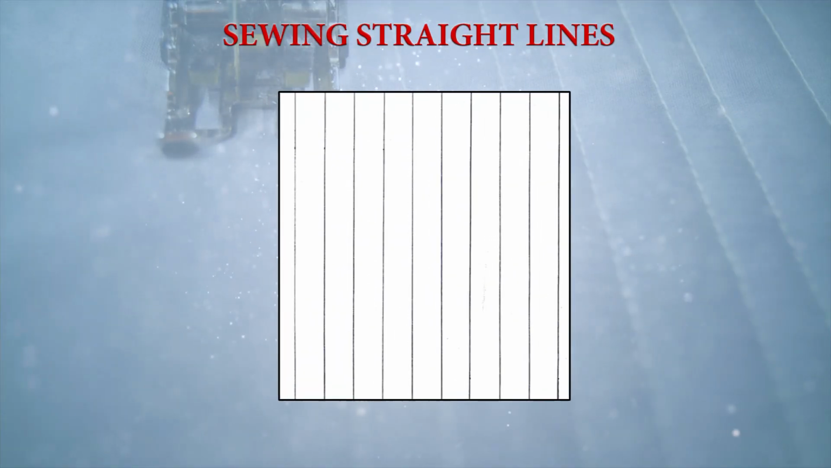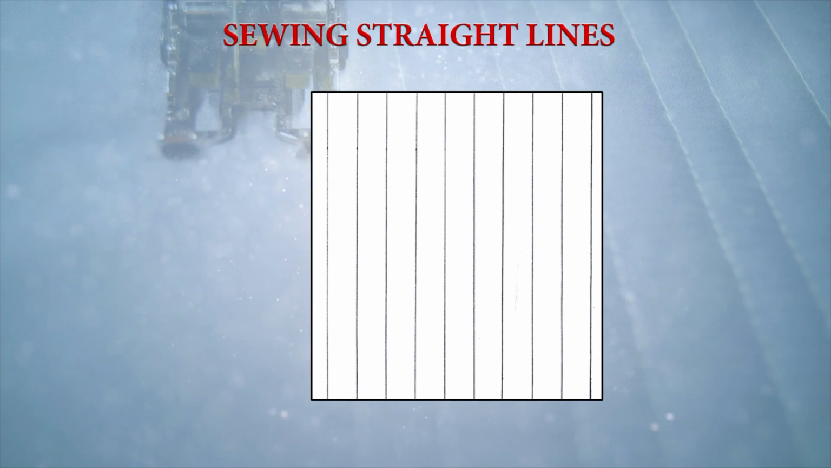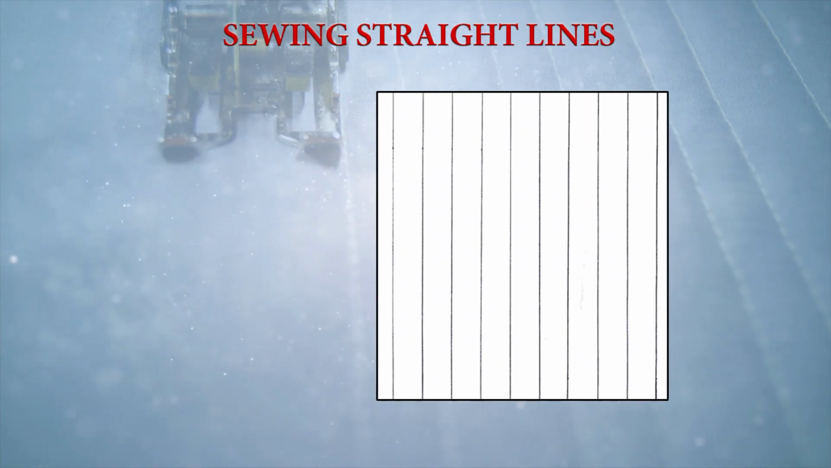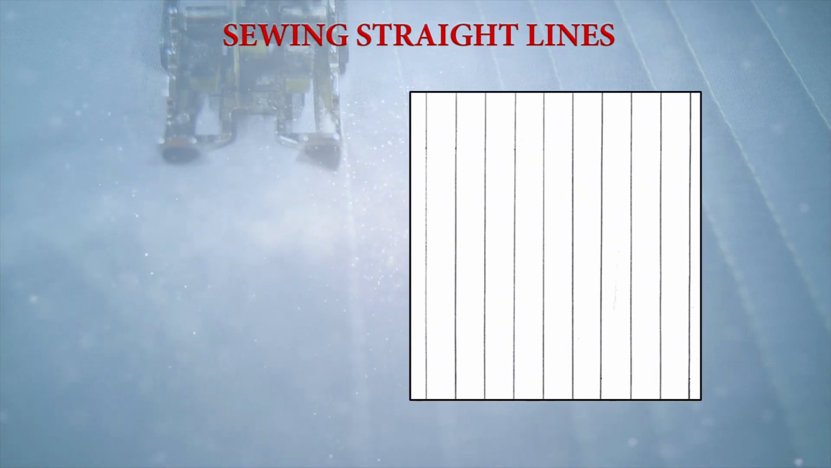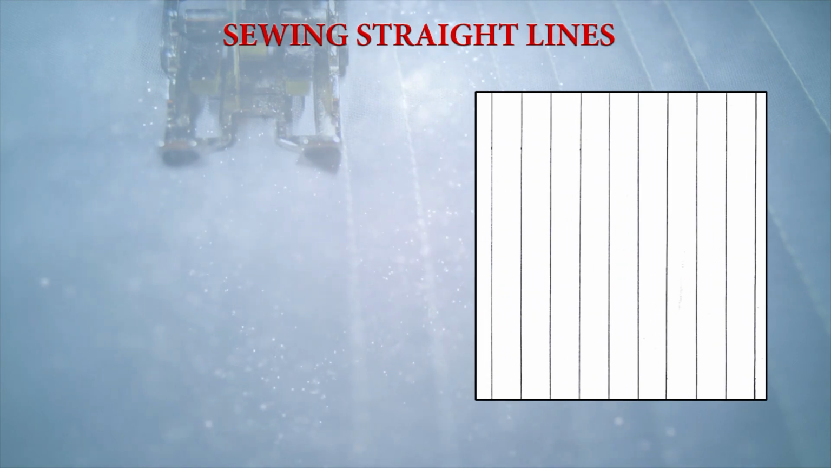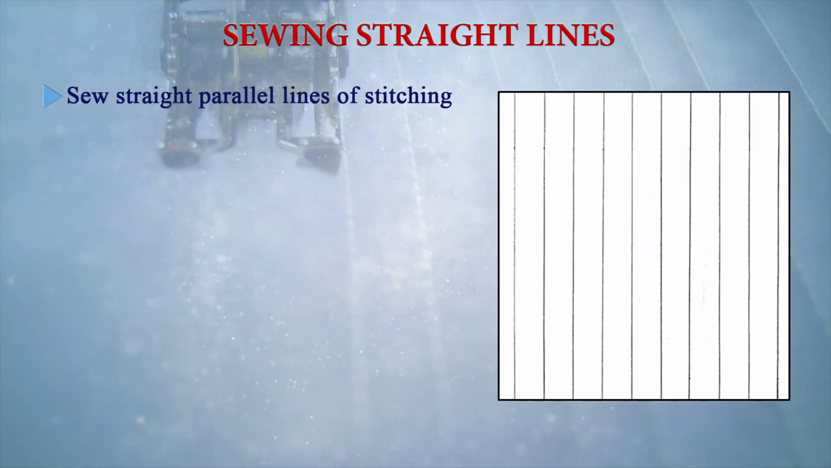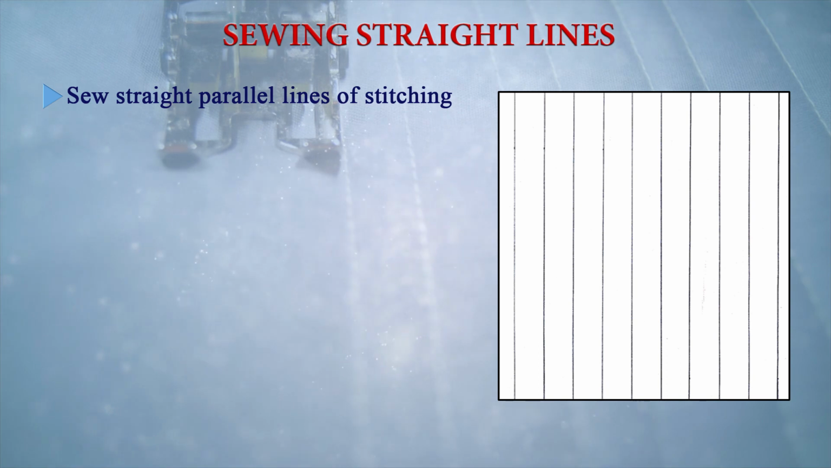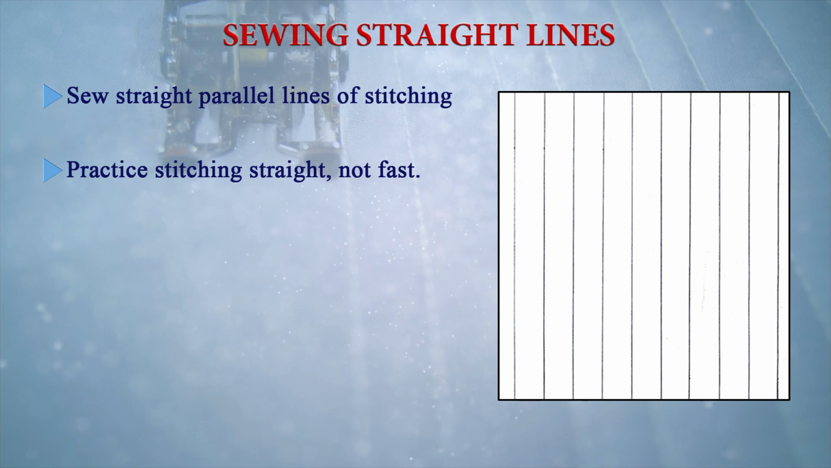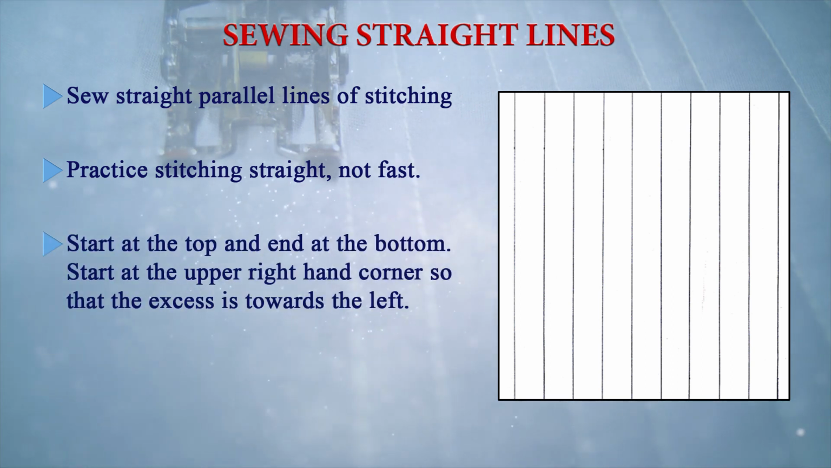For that you can start with sewing a straight line. As in the picture you can see, there are some straight lines drawn at a particular distance. You can take a piece of paper and draw certain lines parallel to each other on it. Then sew straight parallel lines of stitches. Practice stitching straight, but don't go so fast. Start at the top and end at the bottom.